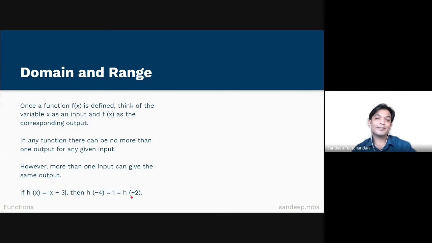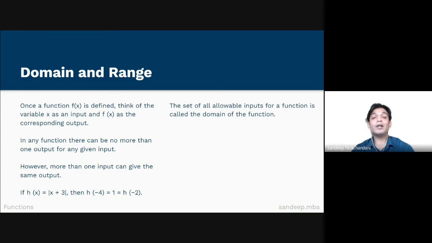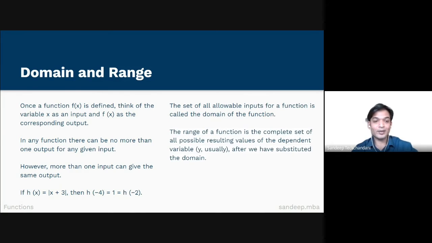The set of all allowable inputs for a function is called the domain of the function. The range of a function is the complete set of all possible resulting values of the dependent variable after we have substituted the domain. For f and g defined above, the domain of f is the set of all real numbers, and the domain of g is the set of all numbers greater than minus 1.